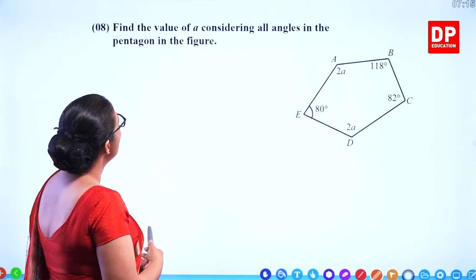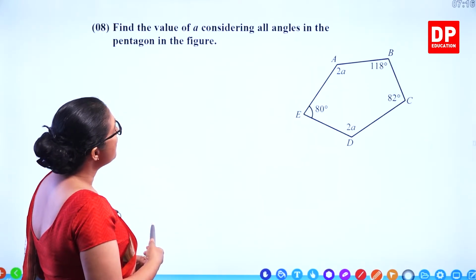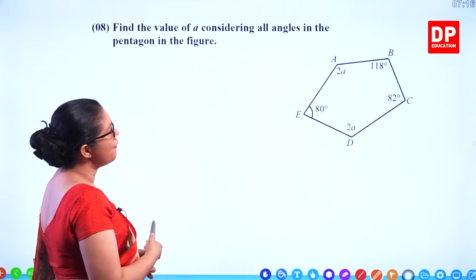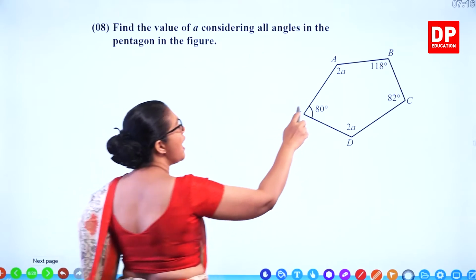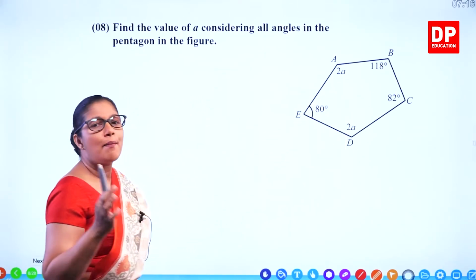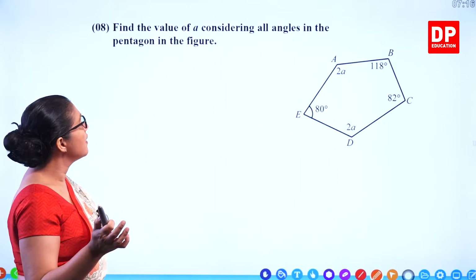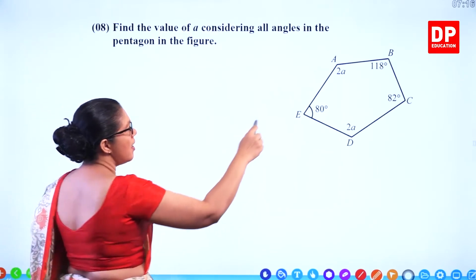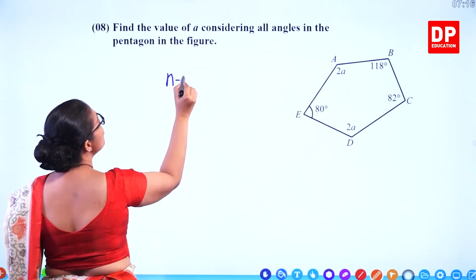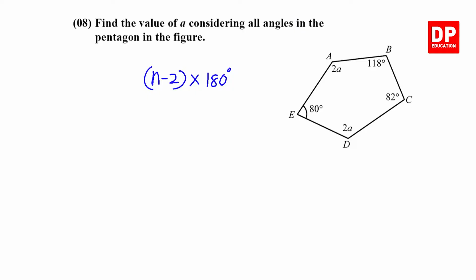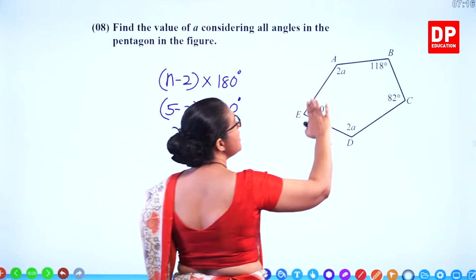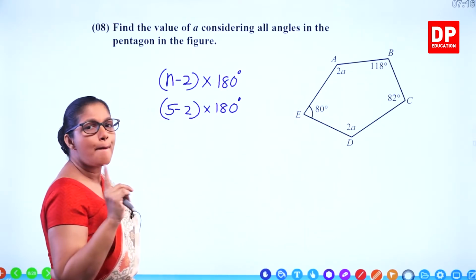Question number 8. Find the value of a considering all angles in the pentagon in the figure. Pentagon means 5-sided figure. So all the interior angles are given. What's the sum of interior angles of a pentagon? You can use the formula n minus 2 into 180. So n is 5. 5 minus 2, that means 3. 3 times 180. That's the sum of angles of a pentagon.